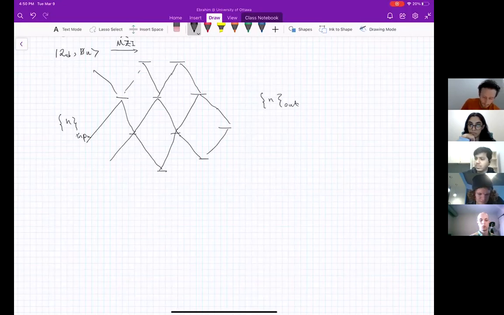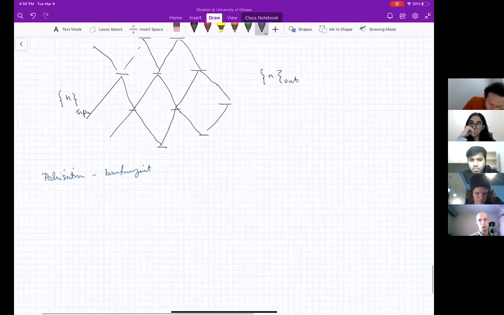Let's go with polarization degrees of freedom. For polarization degrees of freedom, I will go with a simple case. I assume that you know what the polarization of light is and what birefringence is. Let's review a little bit.